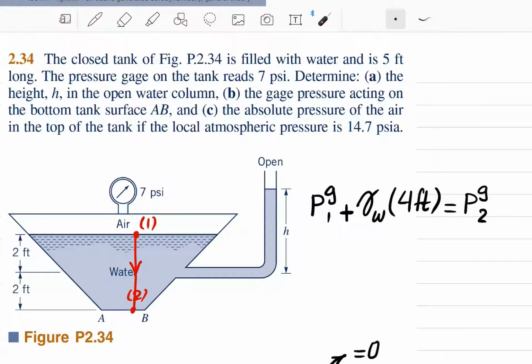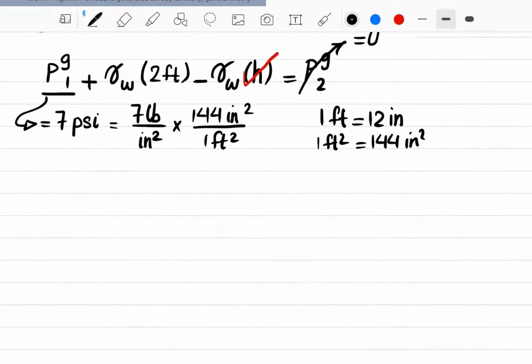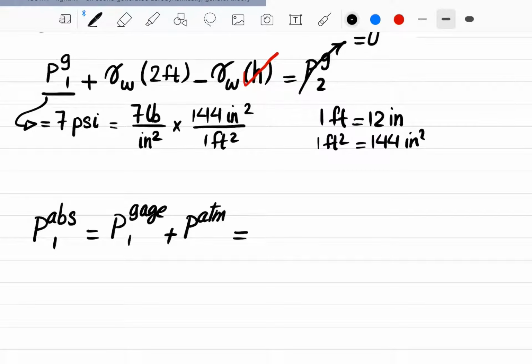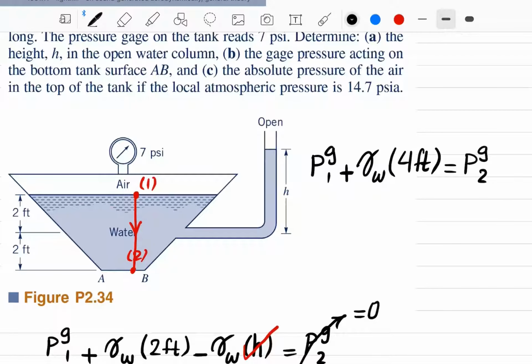And for part C, it says to determine the absolute pressure of the air in the top of the tank if the local atmospheric pressure is 14.7 psi. This A stands for absolute. So again, the absolute pressure at point 1, as we know, is equal to gauge pressure at that point plus the atmospheric pressure. So the absolute pressure would be equal to gauge pressure, which is 7 psi, plus the atmospheric pressure, which is given as 14.7 psi. So this is solved as well.